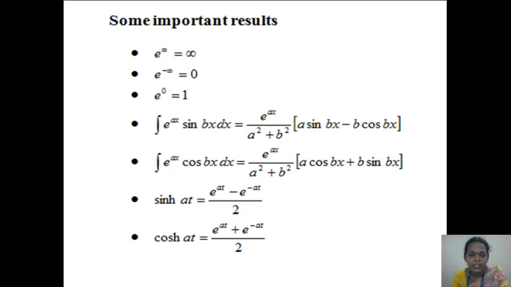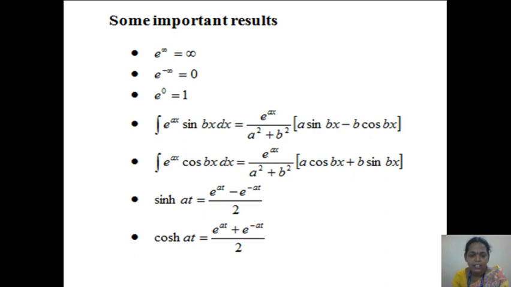The next result is integral of e power ax into sin bx into dx, which is equal to e power ax divided by a square plus b square into a sin bx minus b cos bx. The next result is integral of e power ax into cos bx into dx, which is equal to e power ax divided by a square plus b square into a cos bx plus b sin bx.